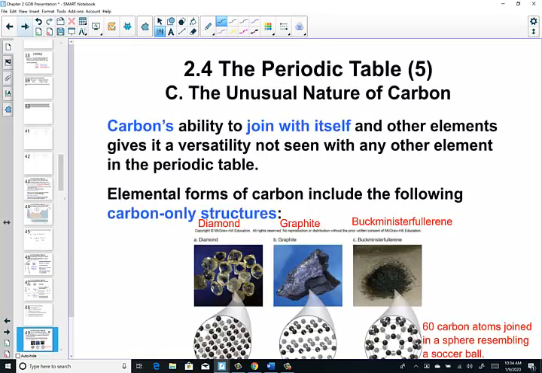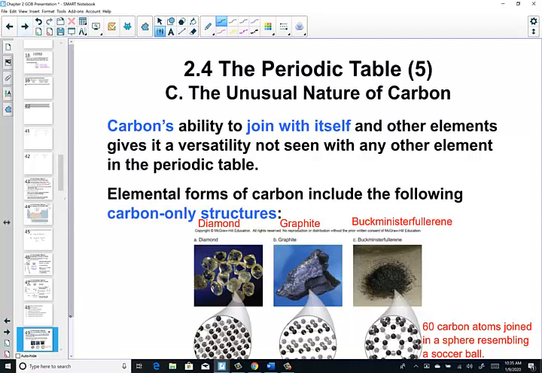Now we have an element, kind of an unusual natural element that gives us the heart of organic chemistry. It's called carbon. Carbon has an ability to join with itself and with other elements to give a highly versatile way of creating other compounds that are very stable and really give us the basis of life. It's very versatile, more so than any other element on the periodic table.